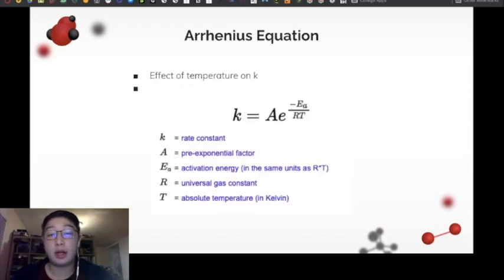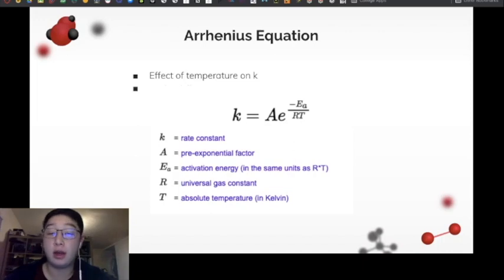And then a quick thing about the Arrhenius equation. I really should have put this in the first presentation, but it shows the effect of temperature on k, which is why temperature affects the rate of a reaction. You can see the Arrhenius equation here, where k is the rate constant that you see at the beginning of the second half of the rate law, as you can see at the very top here. Where A is the pre-exponential factor, and then R is the universal gas constant.